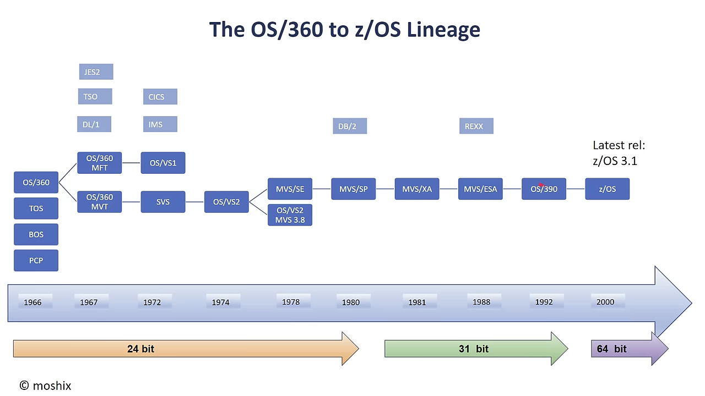Then in 1992, IBM announced OS/390, which was not that different from MVS ESA but introduced some new things such as Unix capability and compatibility. You could now Telnet or SSH into OS/390, because at the time Unix had become widely popular and IBM felt threatened by minicomputers and Unix computers, so IBM added Unix System Services there, as well as some other open system capabilities.